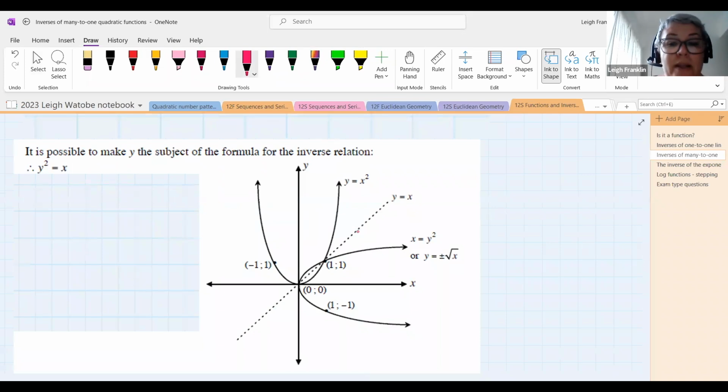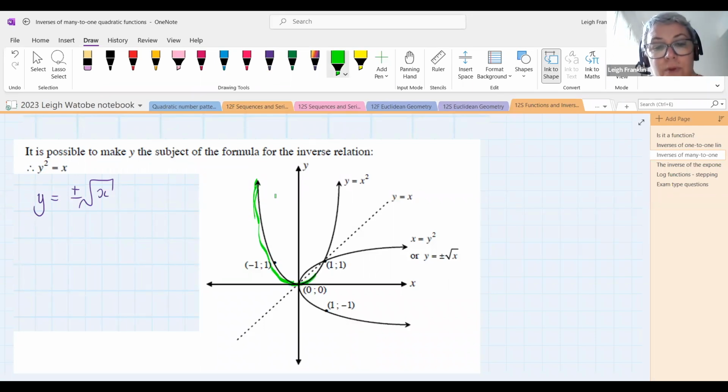So we've got y squared equals x. As I've just shown you over here, making y the subject of the formula, it would be plus or minus the square root of x. So here is our original function in green. Here is our reflection line, y equals x, and here is our inverse.